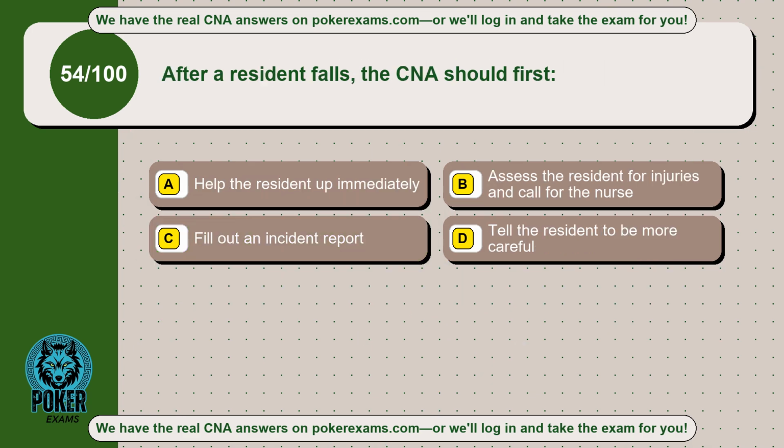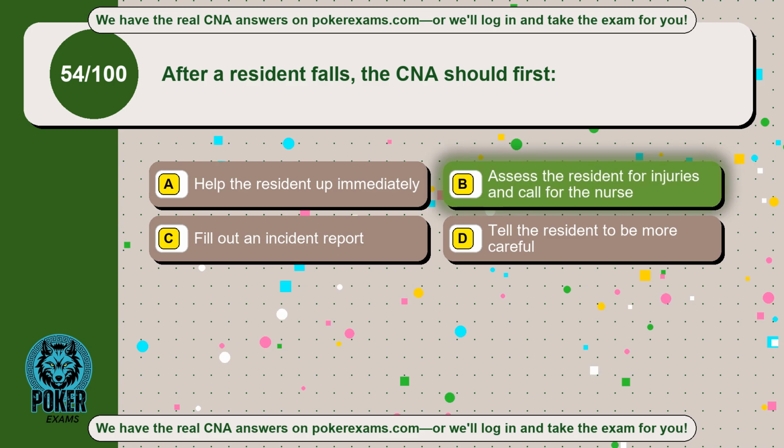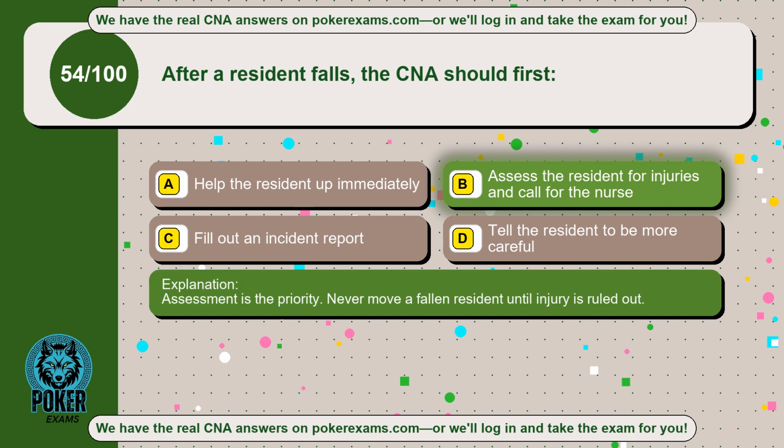Question 54. After a resident falls, the CNA should first: Option A. Help the resident up immediately. Option B. Assess the resident for injuries and call for the nurse. Option C. Fill out an incident report. Option D. Tell the resident to be more careful. The correct answer is option B. Assess the resident for injuries and call for the nurse. Assessment is the priority. Never move a fallen resident until injury is ruled out.